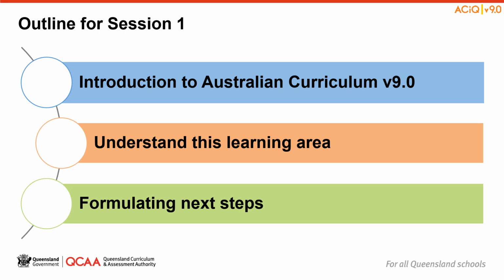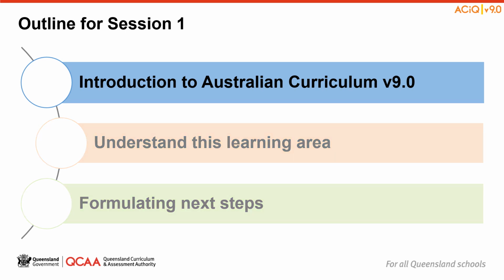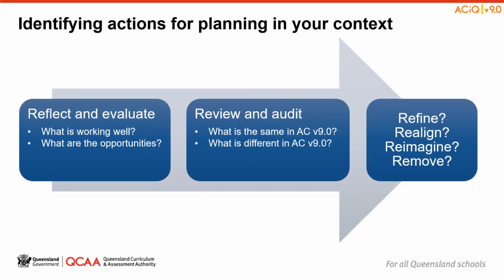We'll start by orienting ourselves to the process of moving to a new curriculum and the purpose and structure of the Australian Curriculum version 9. Knowing what drives our curriculum helps us to contextualise the arts and transition our plans to the new version. Firstly, let's consider what the process of moving to Australian Curriculum version 9 might look like in your context. You may have identified a process like that outlined on screen now.